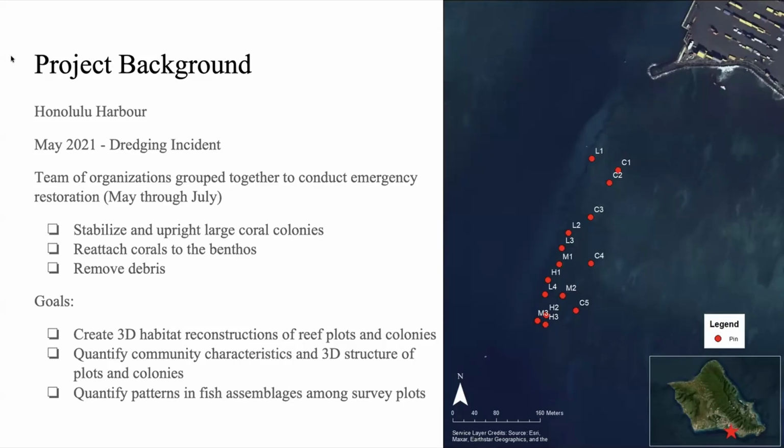And so a team of organizations, those 3 organizations I mentioned in my title slide, grouped together to conduct emergency restoration, which took place from May through July of 2021. What they did included stabilizing and uprighting these larger coral colonies, just making sure they were upright on the benthos. They would take smaller colonies and reattach them using this heavy underwater glue epoxy type thing, reattach those to the benthos, and then remove any debris like sand or silt that had gotten on top of living coral. They would waft that or remove that from the living coral.